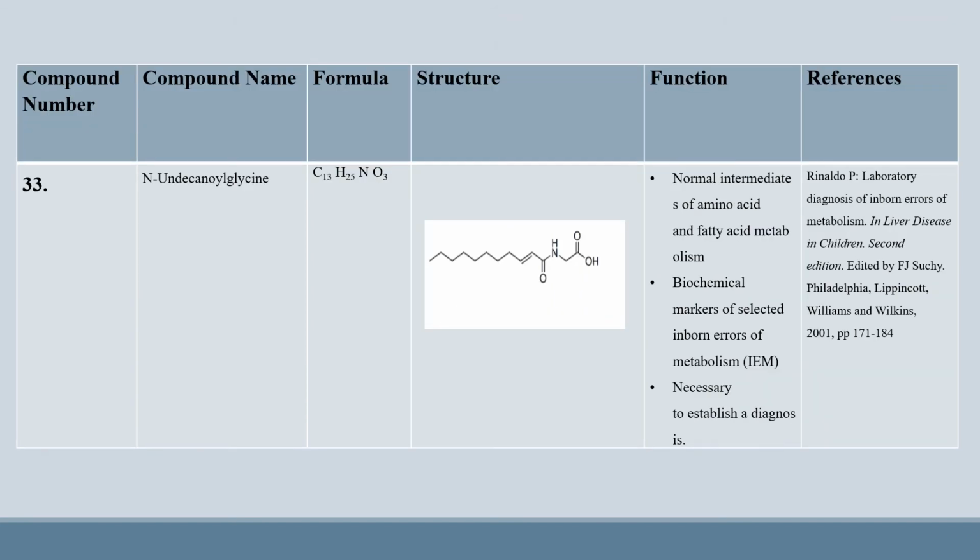Next is compound number 33, named N-undecanoylglycine, also known as acylglycine. These are glycine conjugates of acyl-CoA species. Acylglycines are normal intermediates of amino acid and fatty acid metabolism. However, in abnormal concentrations, acylglycines are biochemical markers of selected inborn errors of metabolism, and they are essential to establish a diagnosis method.